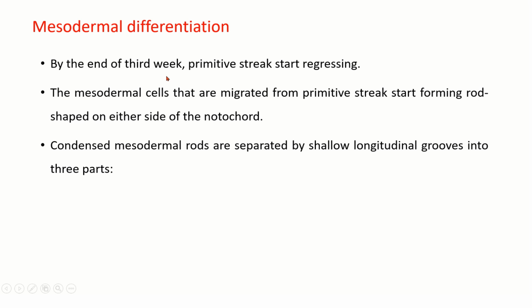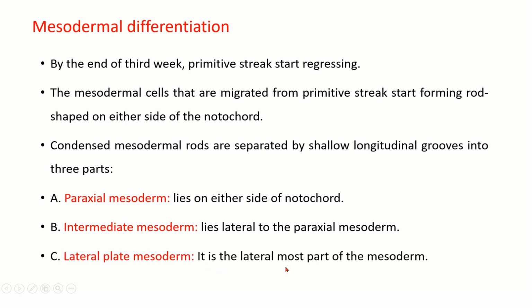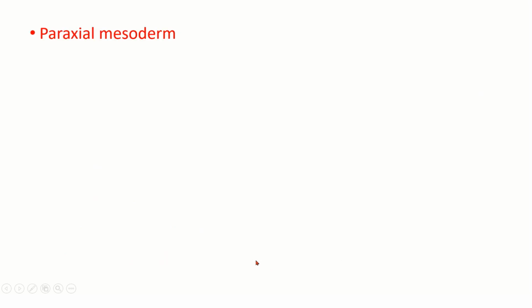So by the end of the third week, primitive streak starts regressing. The mesodermal cells that have migrated from primitive streak start forming rod-shaped masses on either side of the notochord. So condensed mesodermal rods are separated by shallow longitudinal grooves into three parts. Paraxial mesoderm lies on either side of the notochord. Intermediate mesoderm lies lateral to paraxial mesoderm. Lateral mesoderm is the lateralmost part of the mesoderm, as I've shown in the earlier diagrams.